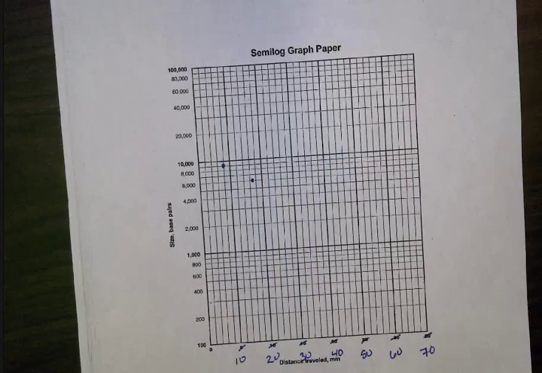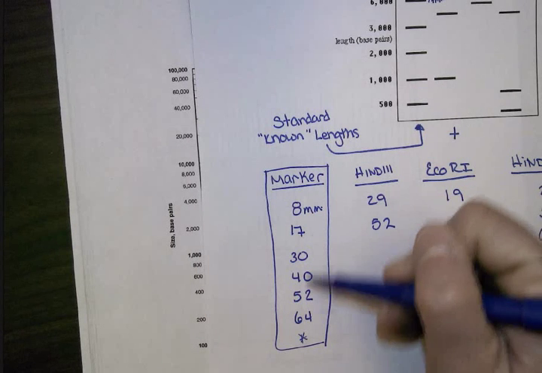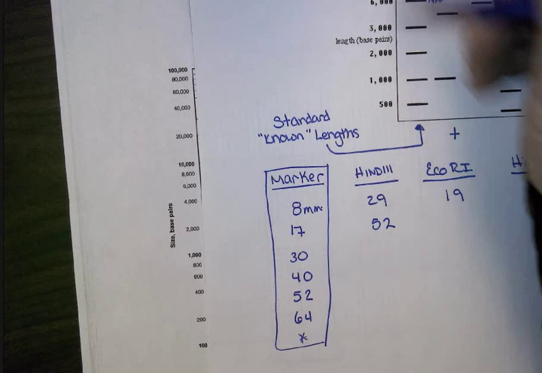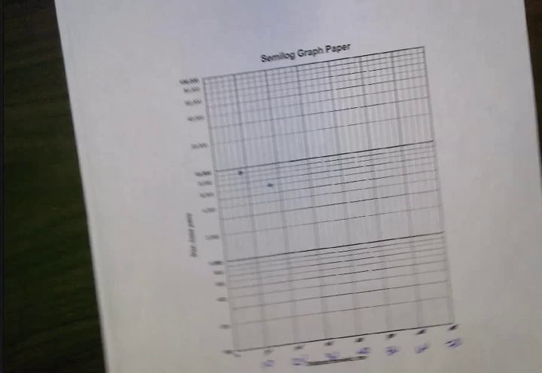All right, so we're going to continue to plot all of these markers and the distance they traveled versus the base pairs. So we should end up with a graph that looks like this.